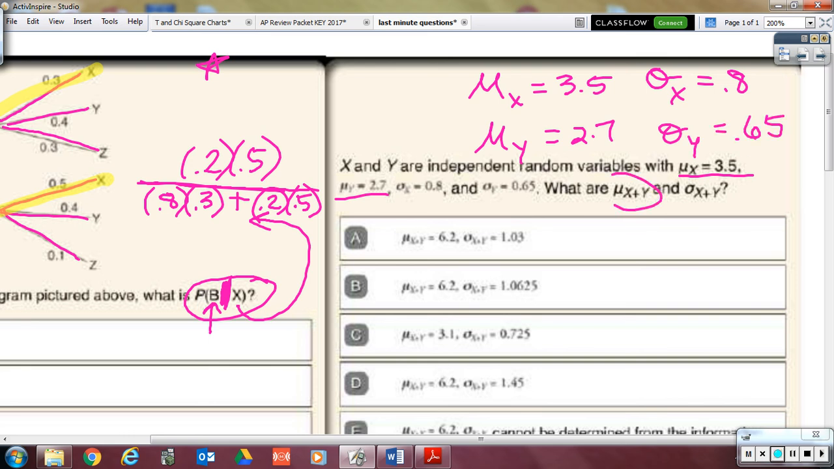They want you to combine the means. So what can I do to combine them? I am allowed to just straight up add those 2 numbers together. Okay, but combine the standard deviations.